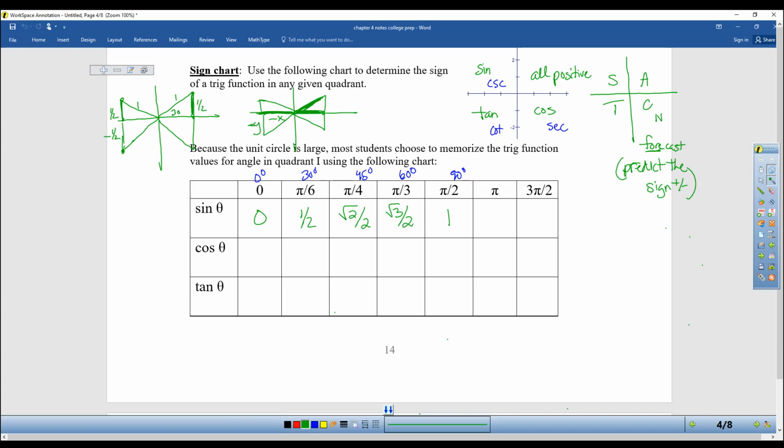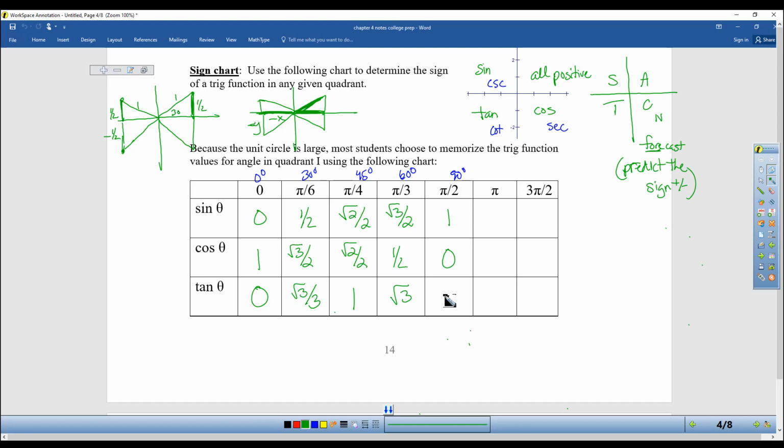Cosine is going to have the opposite pattern for reasons that we'll talk about later. So 0, 1/2, square root of 2 over 2, square root of 3 over 2, and 1. Tangent is sine over cosine, so 0 divided by 1 is 0. 1/2 divided by the square root of 3 over 2 simplifies to the square root of 3 over 3. Square root of 2 over 2 divided by the square root of 2 over 2 is just 1. If you divide these two, you get the square root of 3.